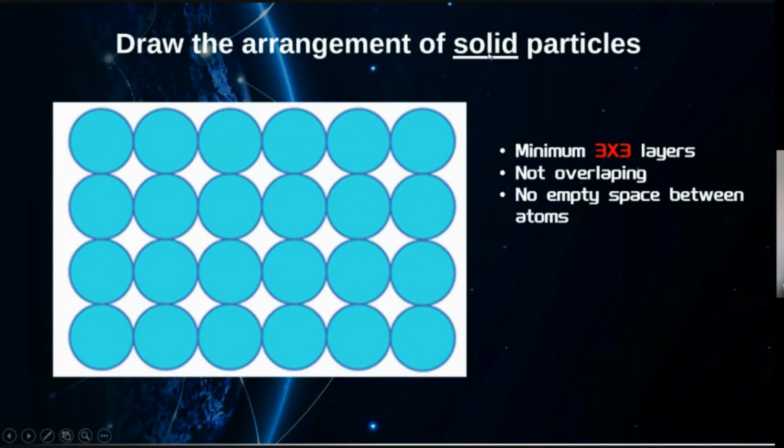Okay, so the arrangement of solid particles. For a solid, remember, minimum 3 times 3 layers. Then no overlapping, don't overlap. Draw slowly, no overlapping. Then no empty space between the atoms, meaning that the 2 atoms here must touch each other. So this is for solid, 3 times 3 minimum.